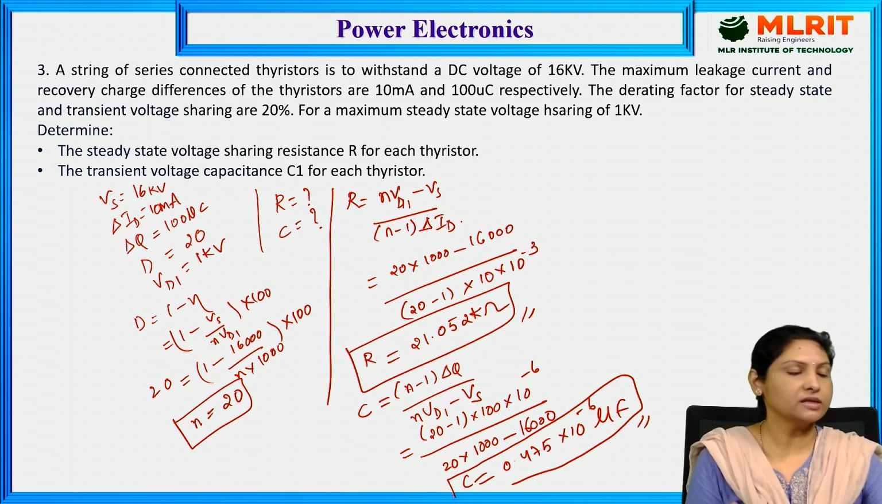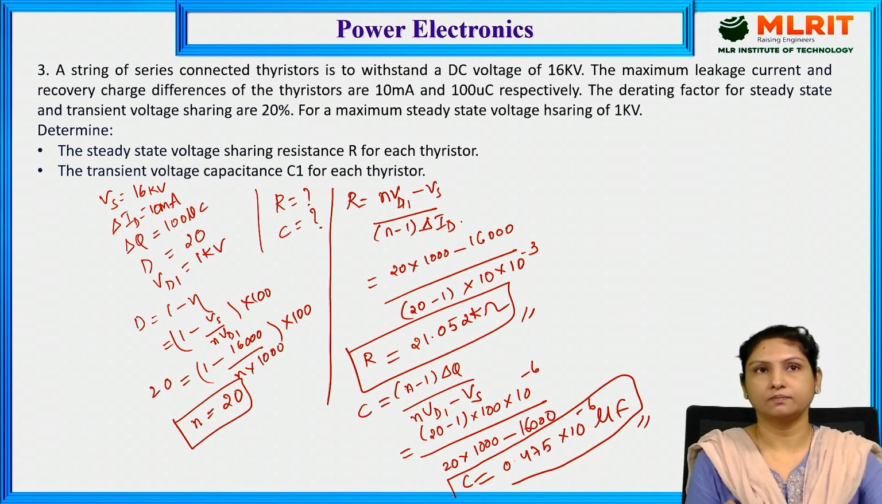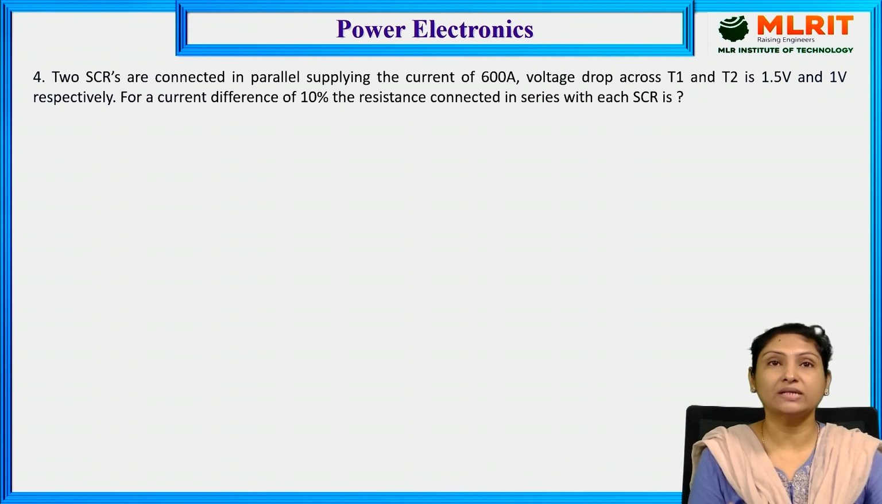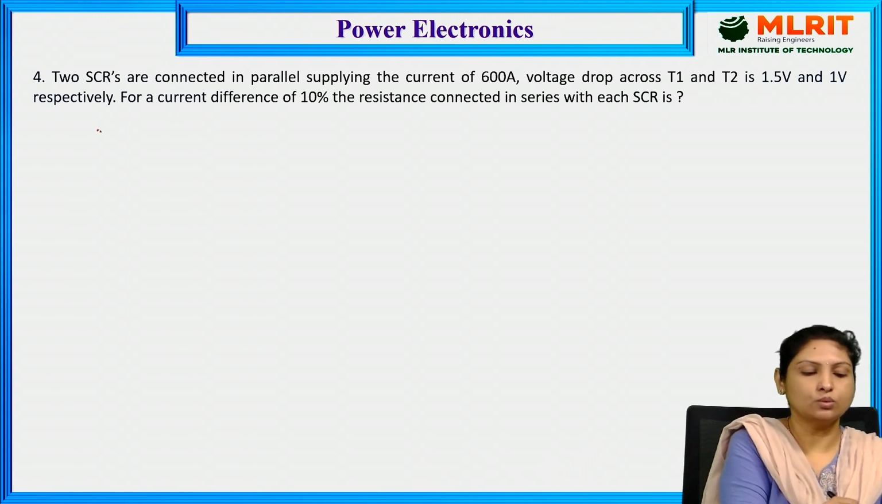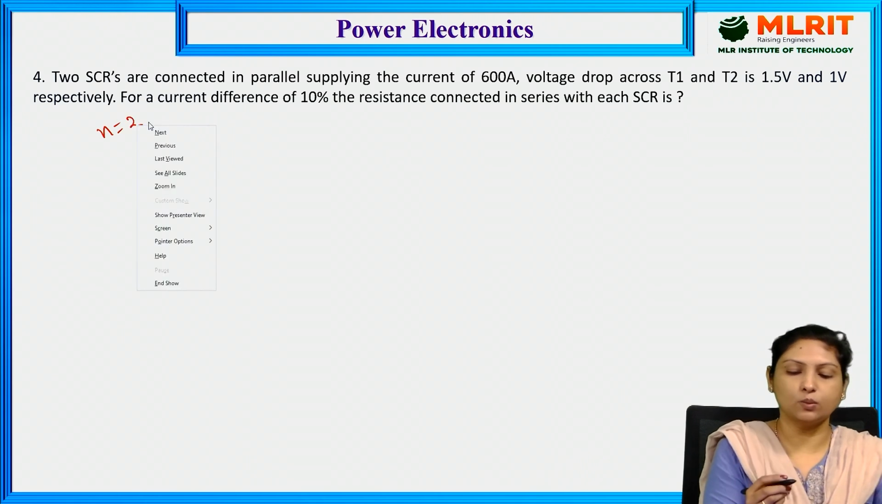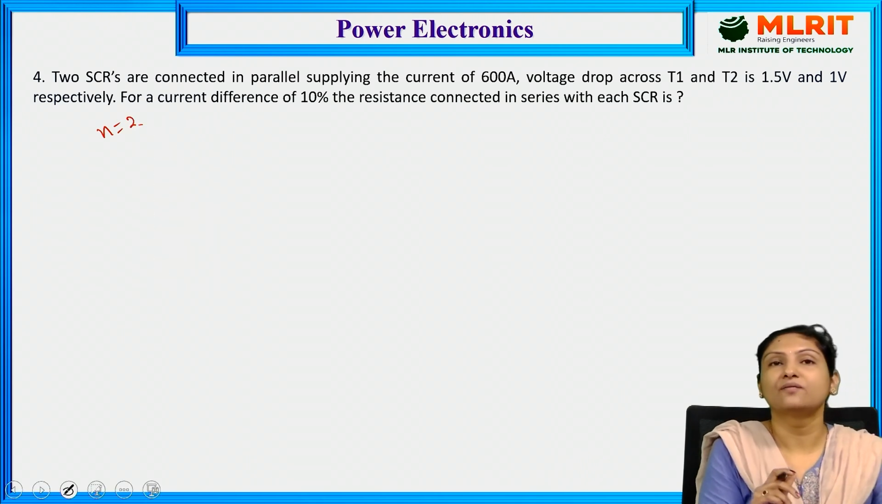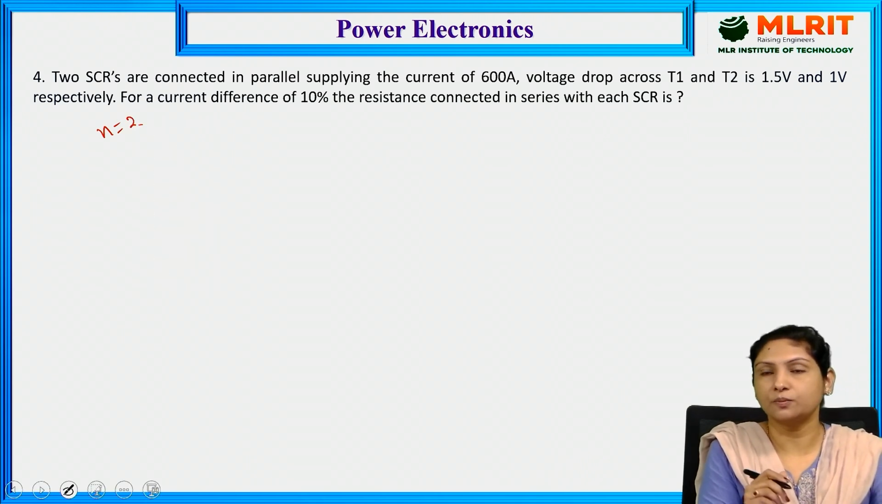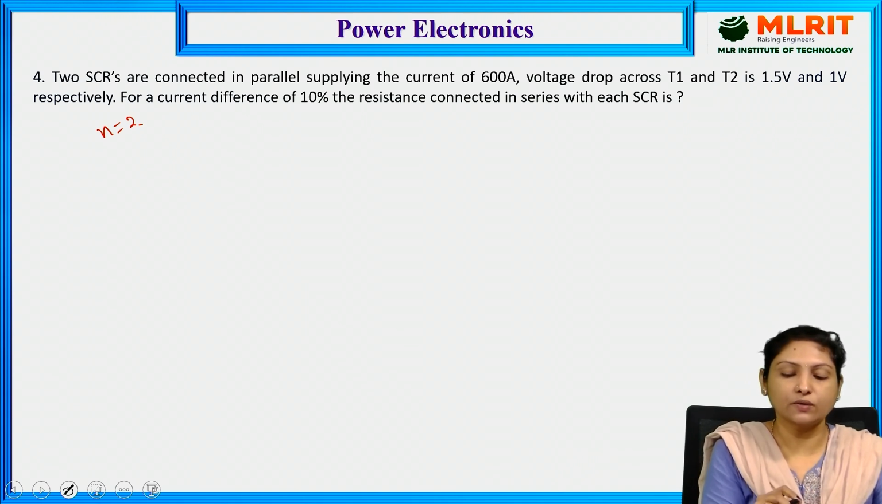Yes, let us solve one last problem. Two SCRs are connected in parallel. Here N is equal to 2. It is given that N is equal to 2, and for the first time we are solving the parallel circuit. The previous three problems were series. So here, in parallel, supplying the current of 600 amperes.